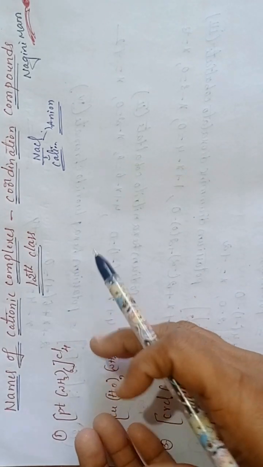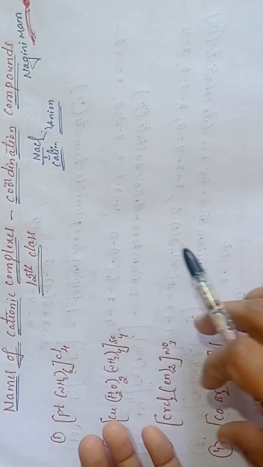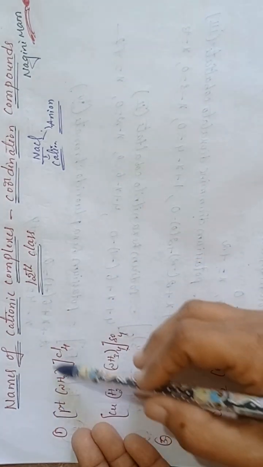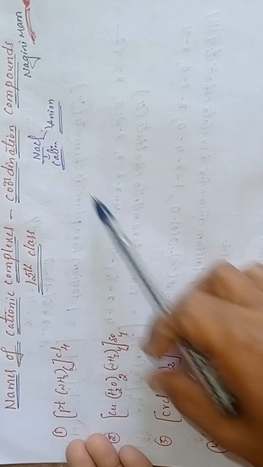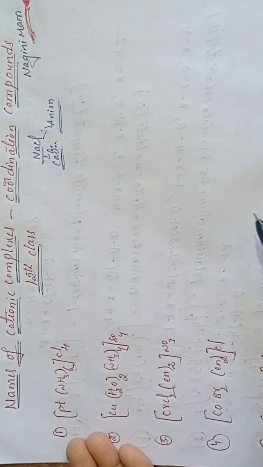That's why, in the cation place, the square bracket part, the complex, is there. So we call these complexes cationic complexes. In the cation place, the square bracket part is there. Cation, anion. So in the cation place, the complex is there, the square bracket part is there, and that is called the cationic complex. These are all examples of cationic complexes.